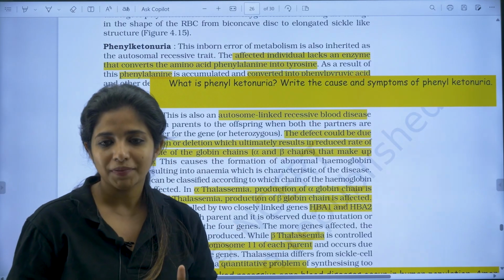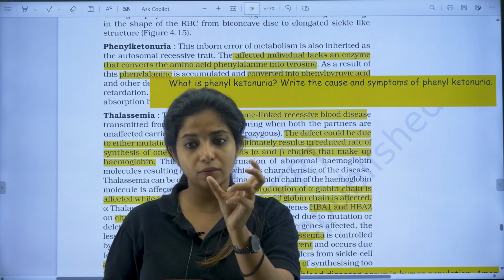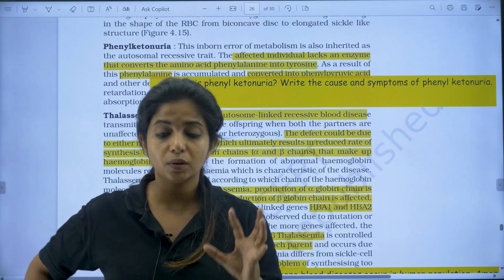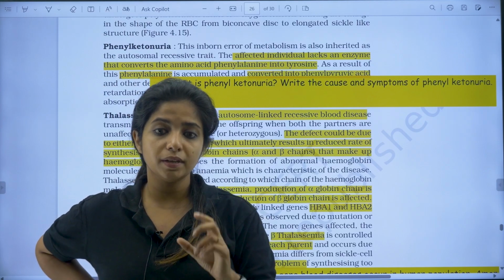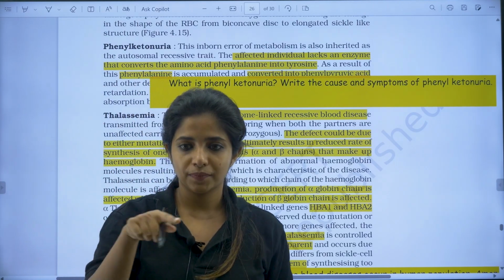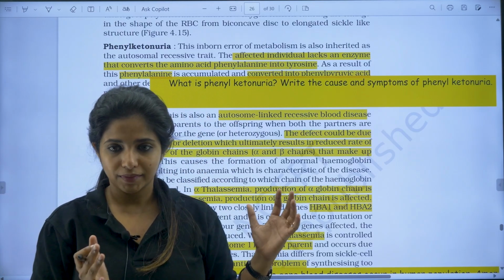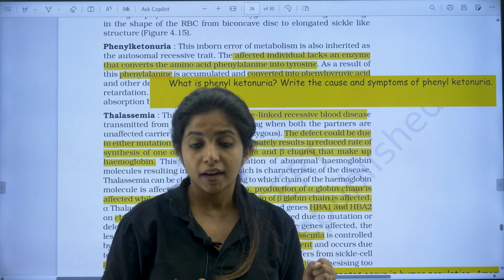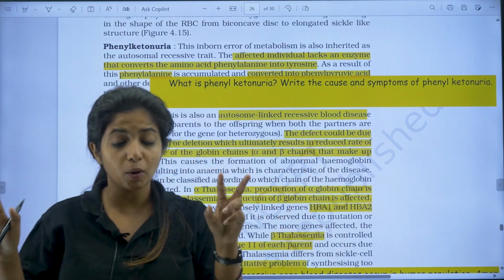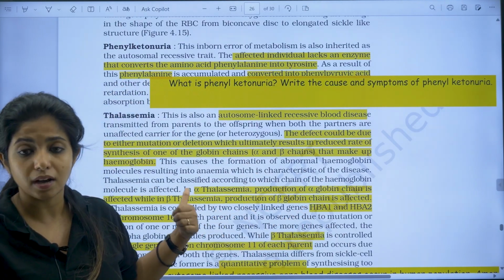What happens over here? In sickle cell anemia, there was a single point mutation happening, right? GAG was getting converted to GUG. That was the condition. And because of this, the cells were getting into sickle shape, and they were not able to transport oxygen. That is a qualitative disorder. There's a problem in the quality. Now over here, I'll say it is a quantitative disorder. That is a question that is being asked.